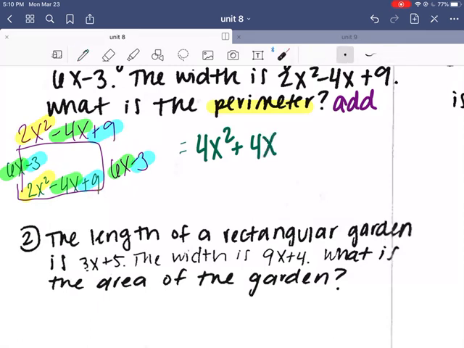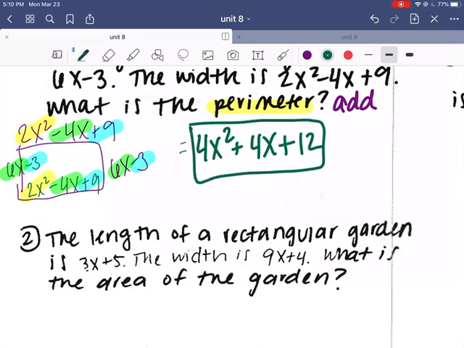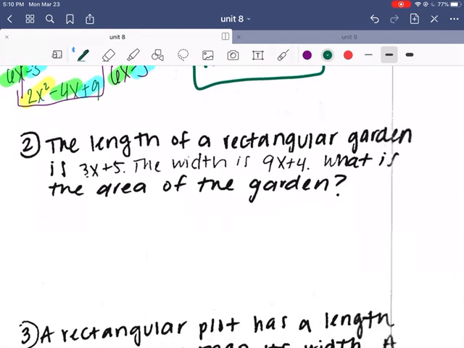And then I have that 9 plus 9 is 18, and 18 minus 3 is 15, minus 3 more is 12. So there is my perimeter.